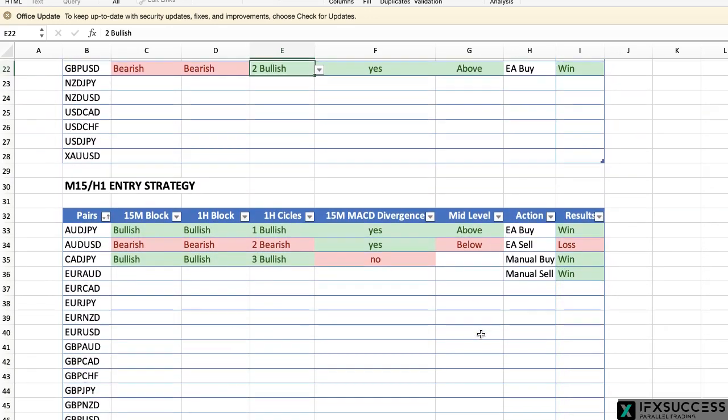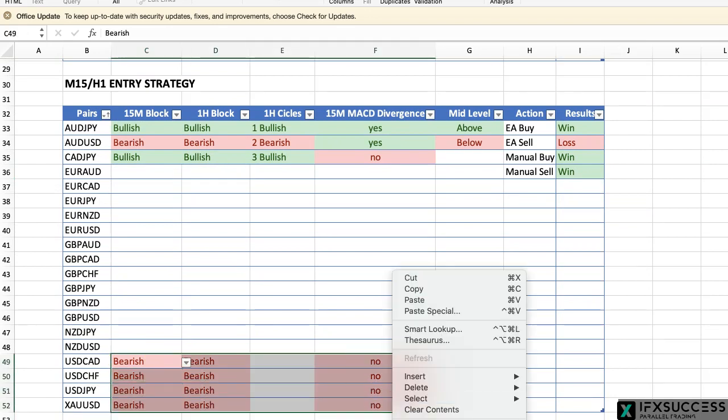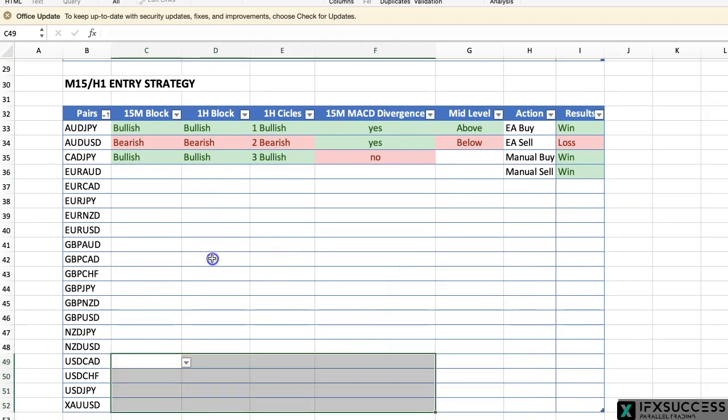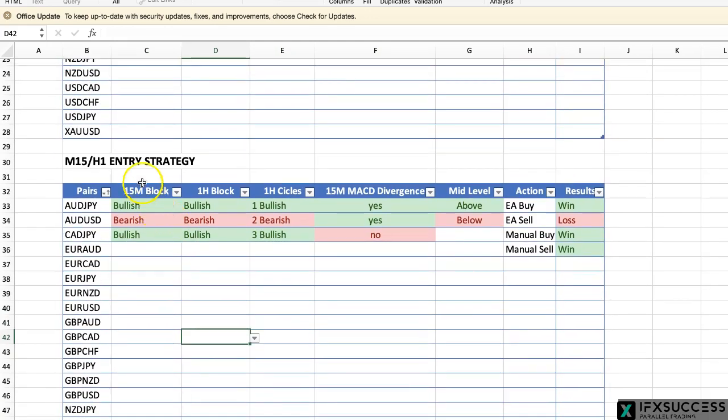Now the second example here would be the M15 and H1. You can just pretty much clear these contents in here. It will be almost the same methodology as the previous example. So you look for an M15 block going based on the 1 hour block or going based on cycle. So you can trade on either the block or the cycle, right? That's pretty much what I'm trying to go with in here. And then the MACD divergence should also happen on 15 minutes, and also whether you're above or below the mid-level. That's really up to you of what you want to do.